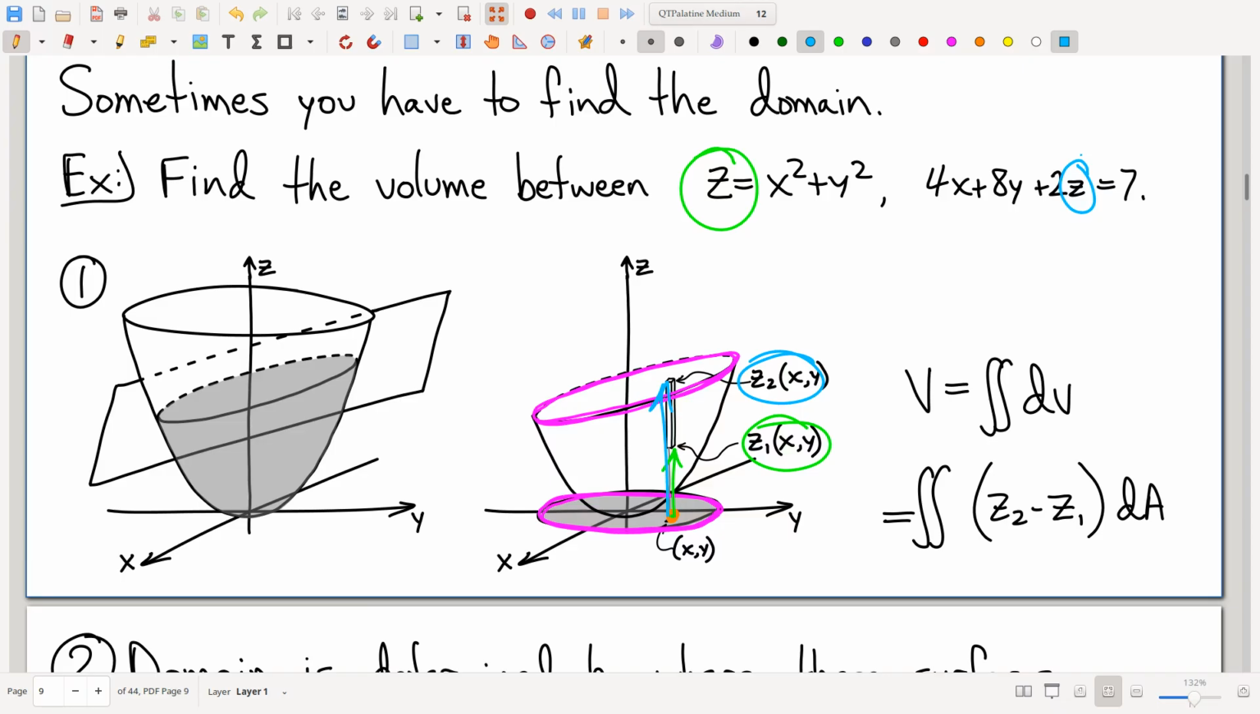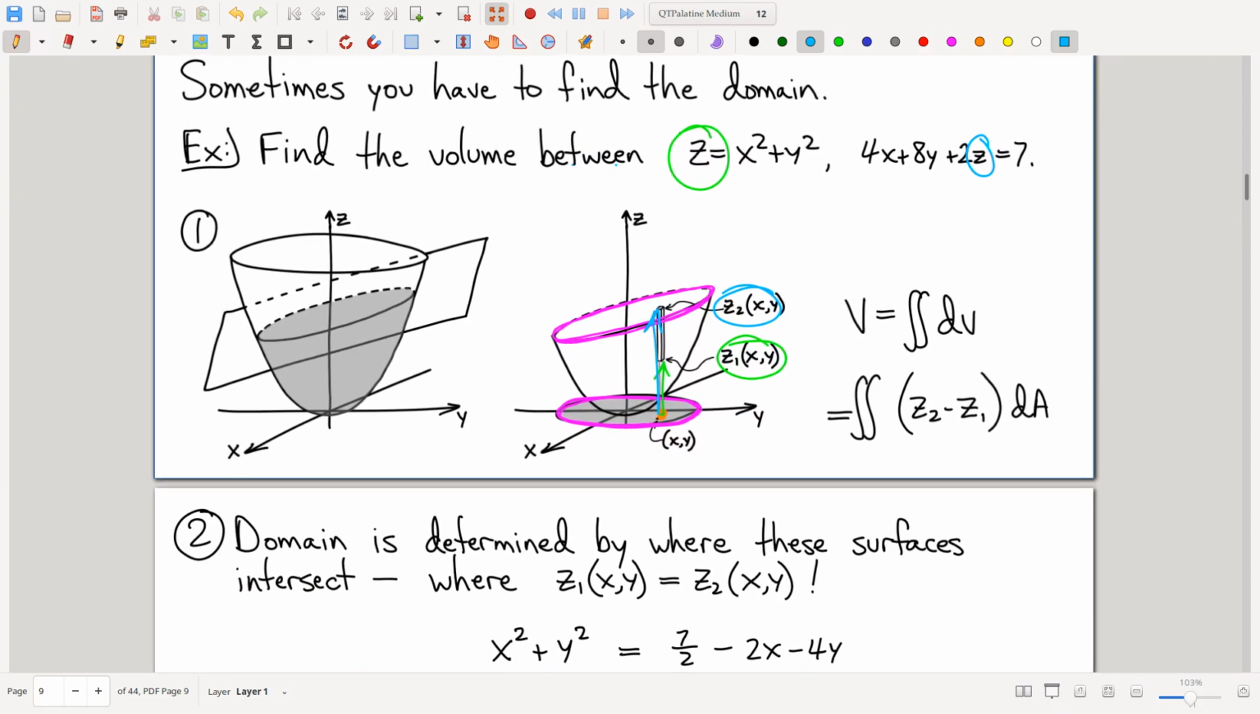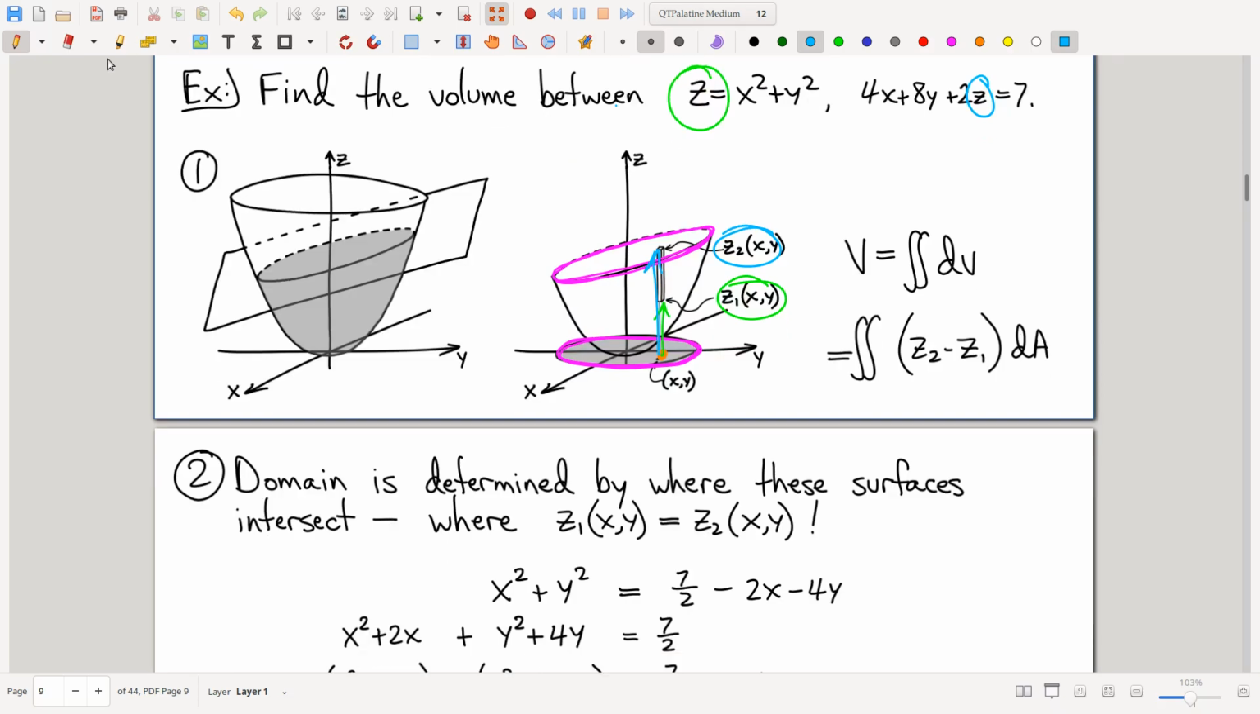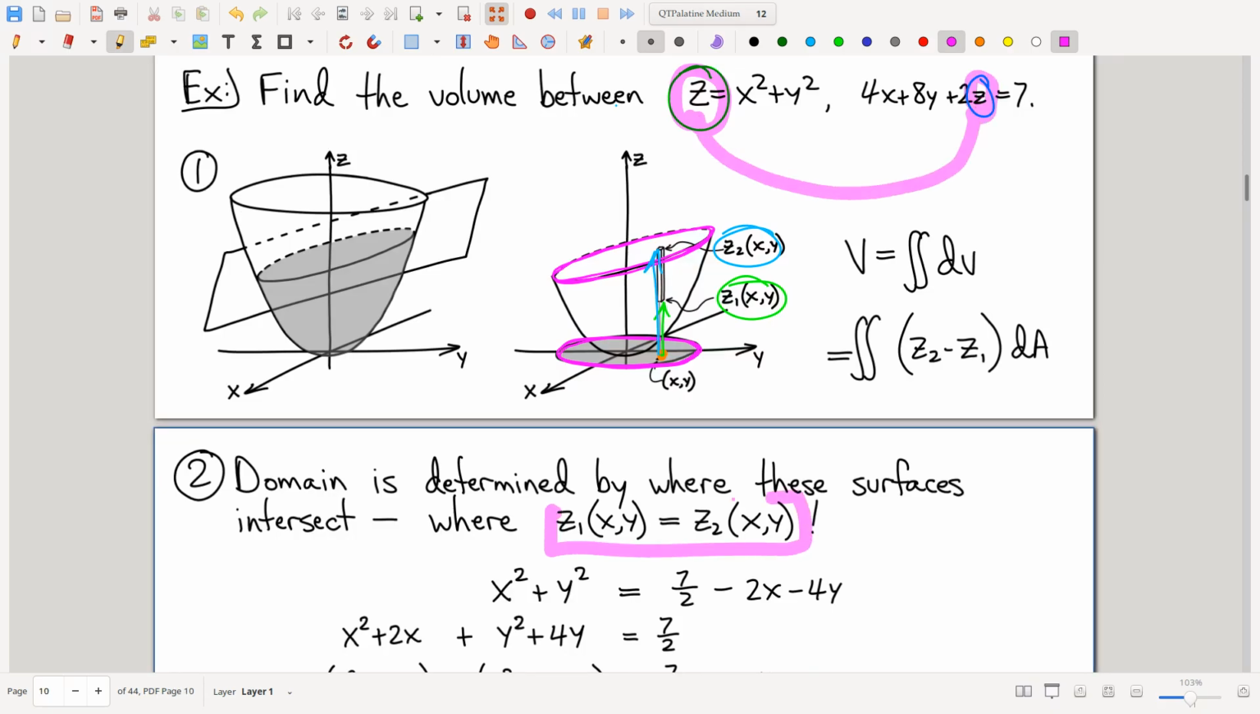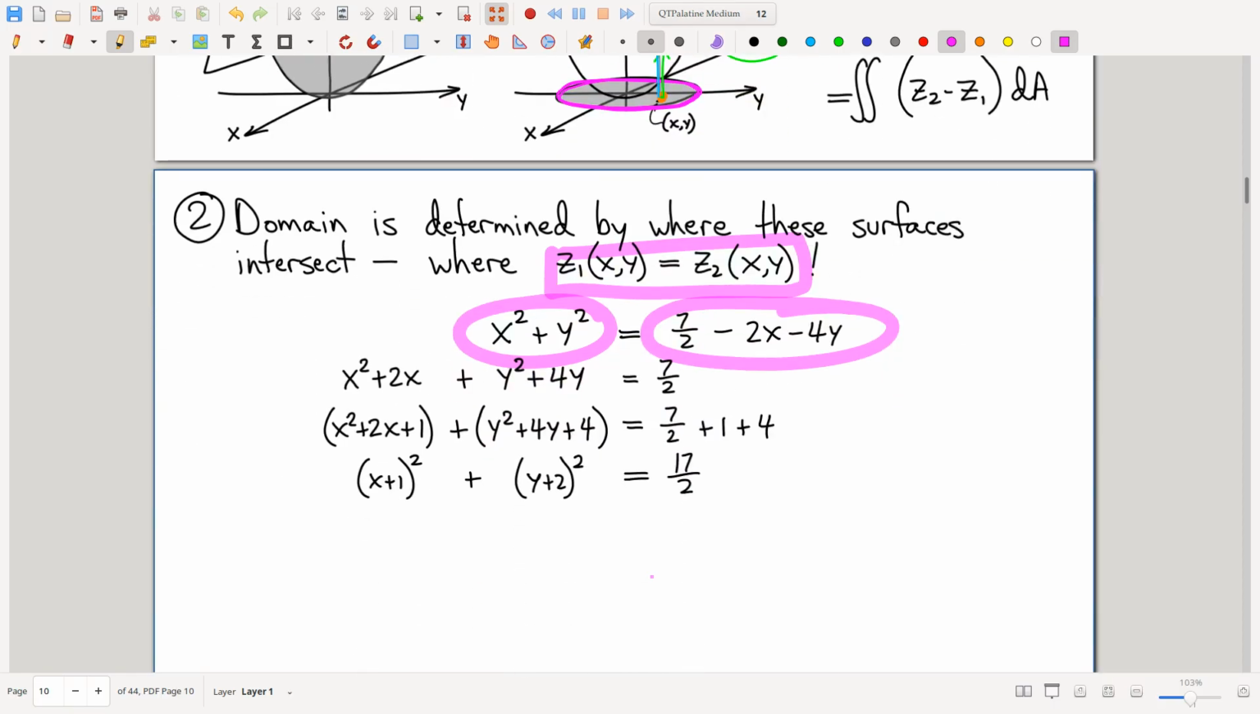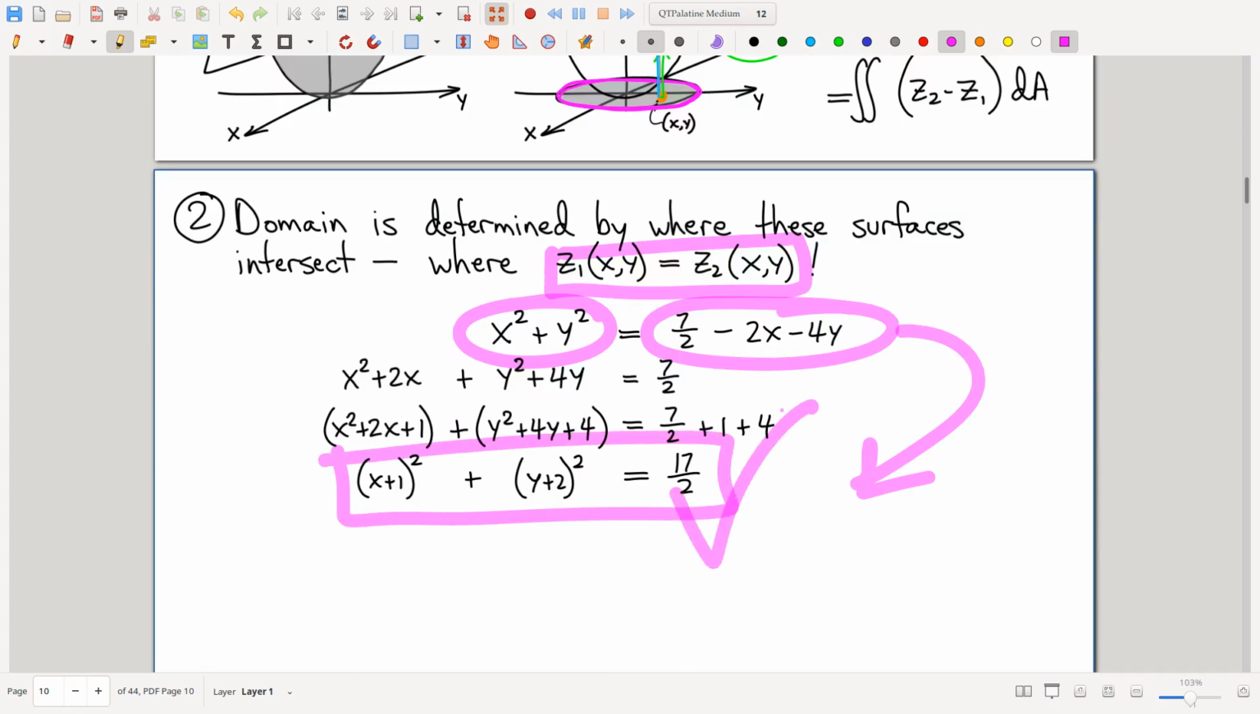So what we're going to do is say, I want to know where this z is equal to that z. So you do have to solve for both z's. The one on the left is already solved for. That's nice. The one on the right, you have to do a little bit of algebra, no big deal. But setting that z equal to this z gives you this equation, and then you can do some algebra to get down to seeing that this is a circle. So we found what our domain is.